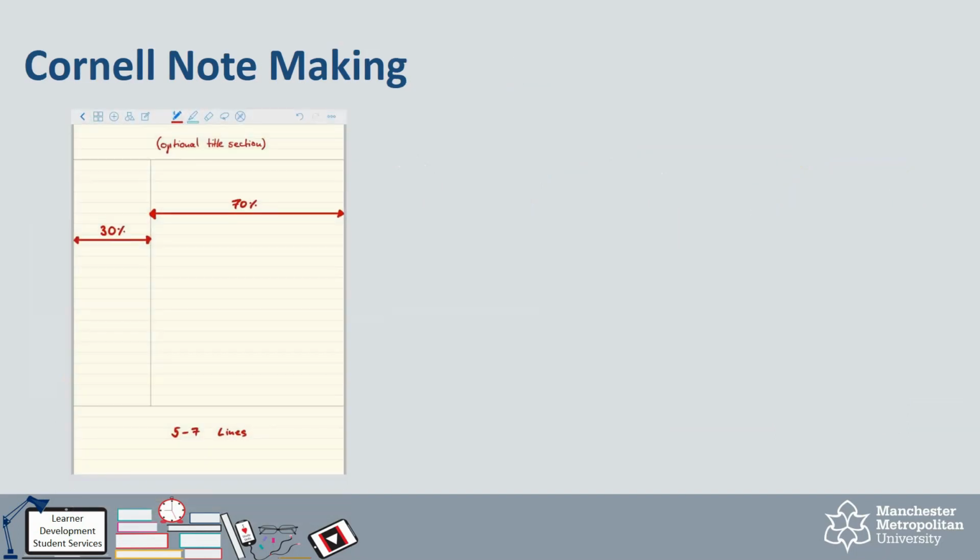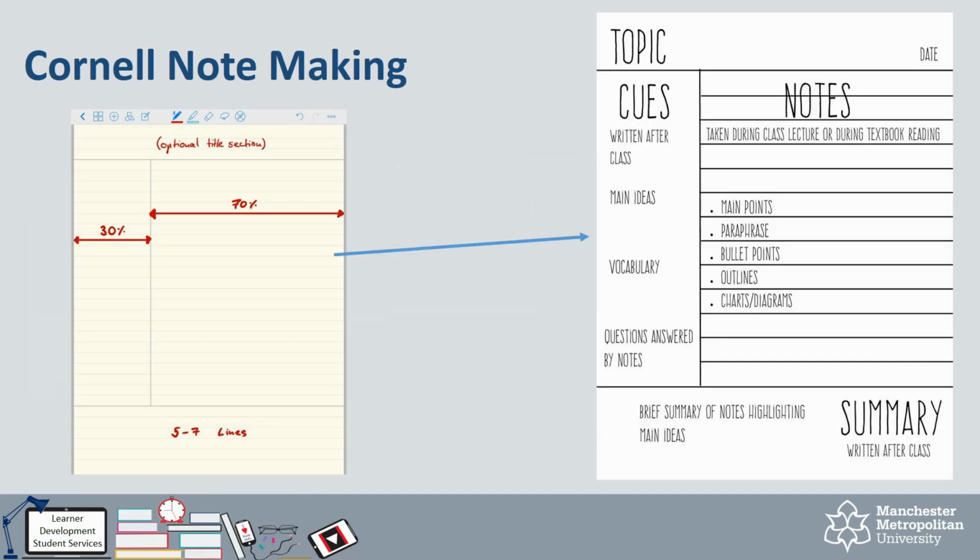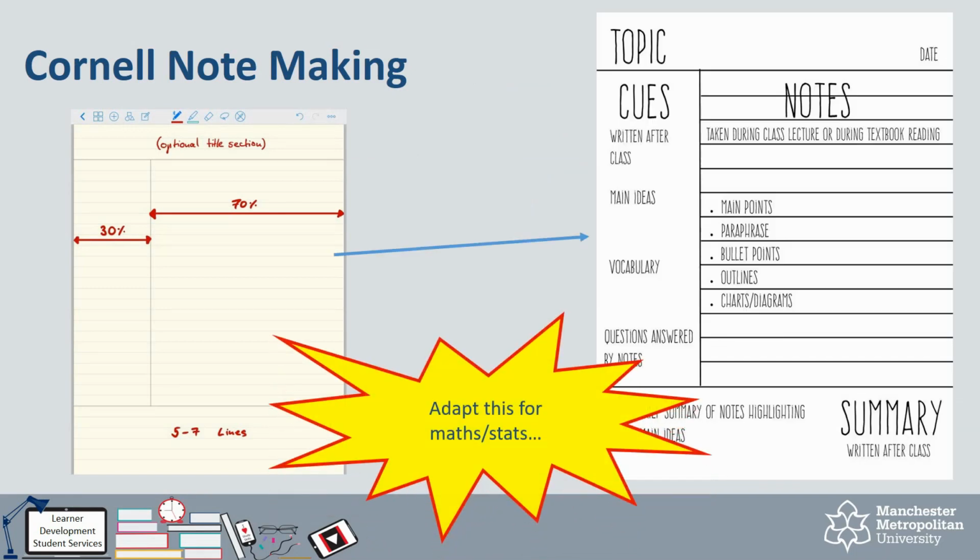Cornell note-making was designed to condense lecture notes or textbook material onto one side of A4 that could be used for revision purposes. It's about splitting the A4 piece of paper into sections where each section has a defined purpose. So now we need to see how we can adapt this for maths and statistics purposes.